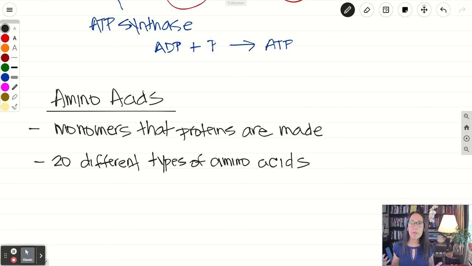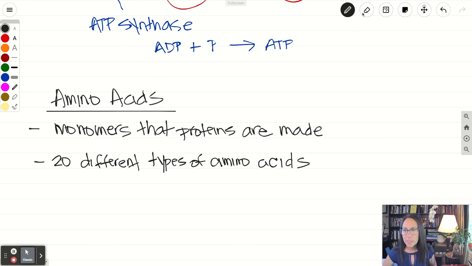Because if you don't have all 20 amino acids available to make your own protein, you can't make protein, you can't make enzymes, you can't do chemical reactions, you can't carry oxygen, all the things that your body needs to do. So there are 20 different amino acids.